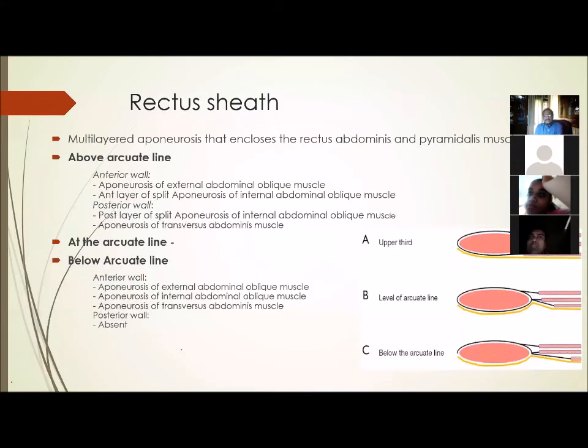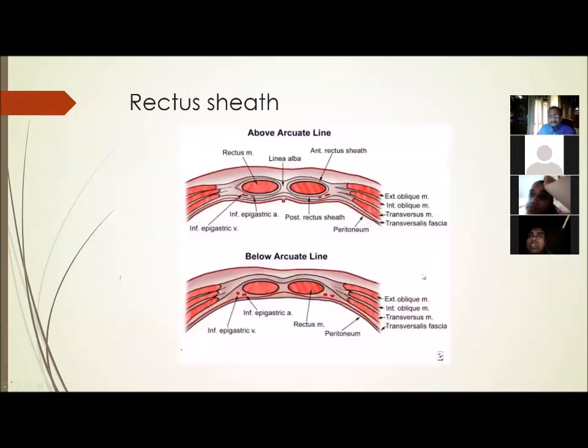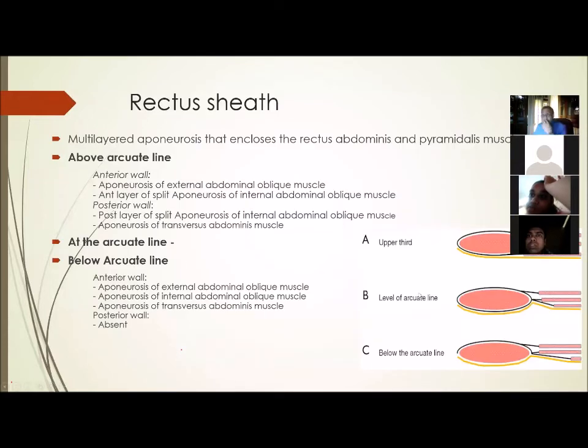Now, the rectus sheath, as I said earlier, is a multi-layered aponeurosis which encloses 2 muscles, the rectus abdominis and the pyramidalis muscle, right? Above the arcuate line, you have the anterior and the posterior wall. The anterior layer is the aponeurosis of the external oblique and the split aponeurosis of the internal oblique. Now, is this figure clear to you? Look at this figure, and this figure, yeah. If you look at this figure, just here it is.